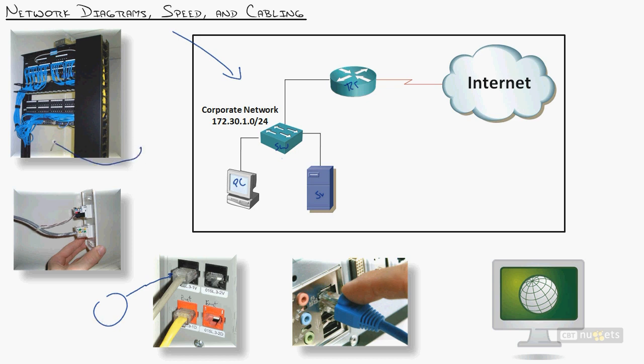So in a network environment, you usually will start from the IT room, which typically is called the MDF, main distribution facilities, or IDF, intermediate distribution facility.